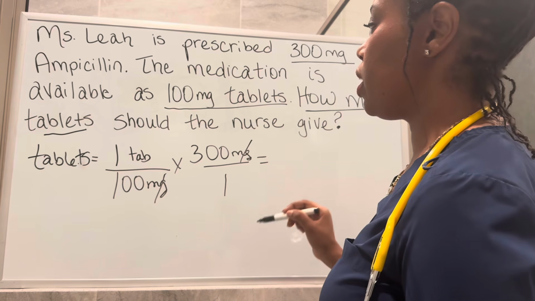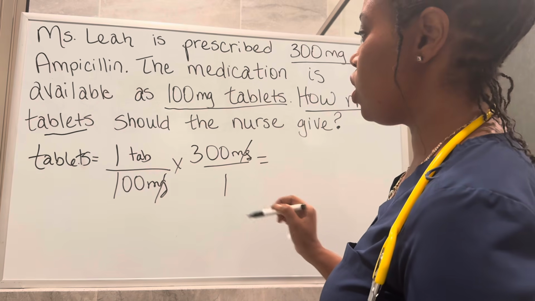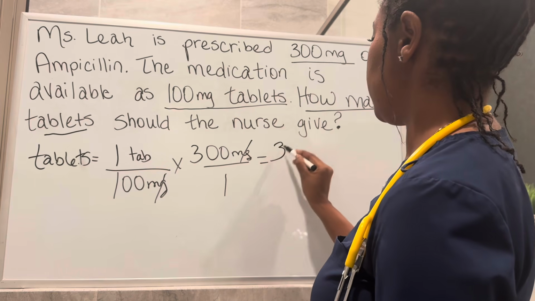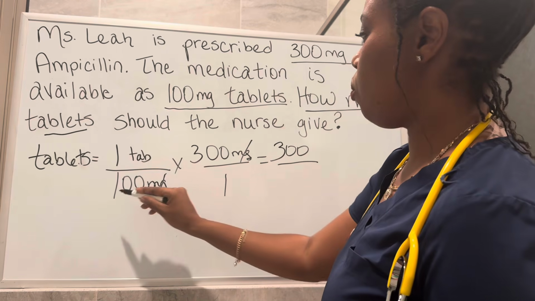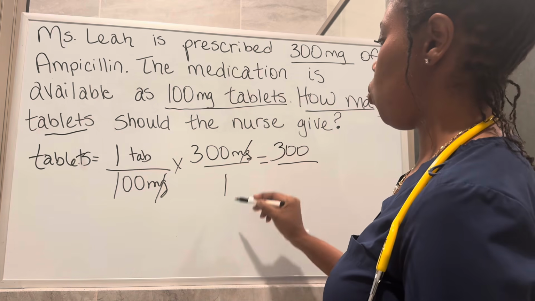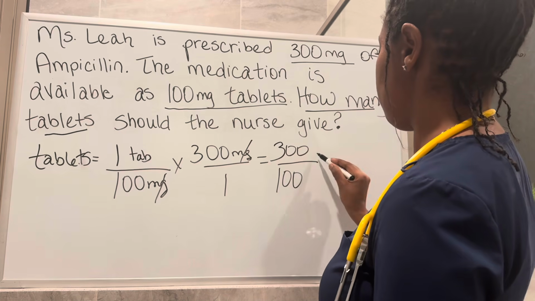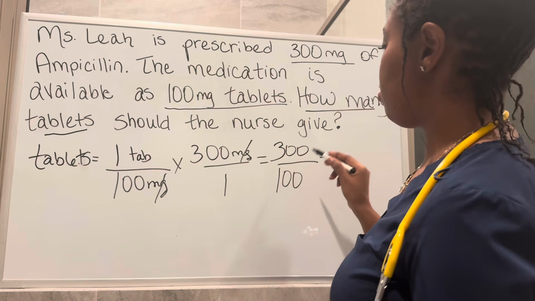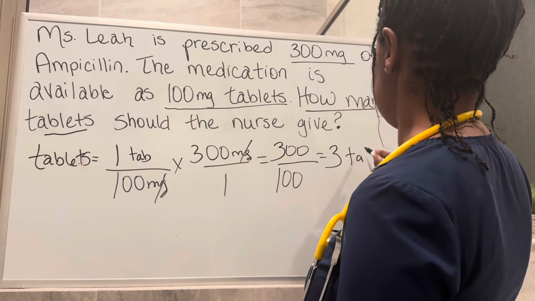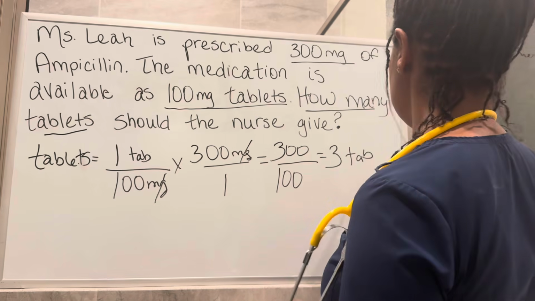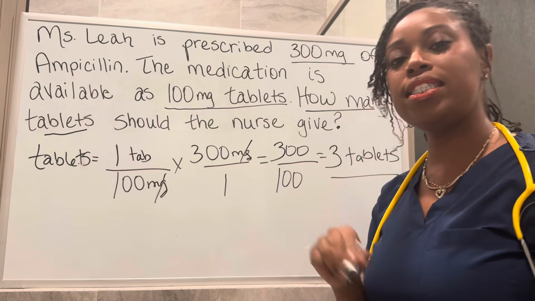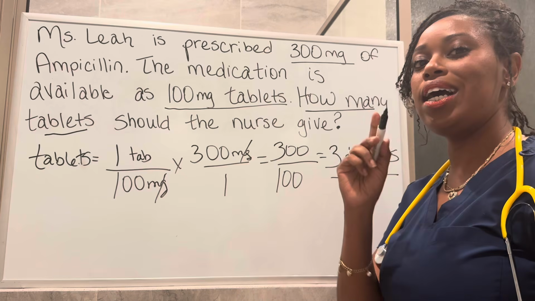All right, so what I'm going to do now is multiply across. 1 tab times 300 milligrams is 300. All right, I want to multiply across here, and I want to do 100 times 1. All right, 300 divided by 100 gives you 3, not tables, but tablets. All right, easy as 1, 2, 3, ABC again.